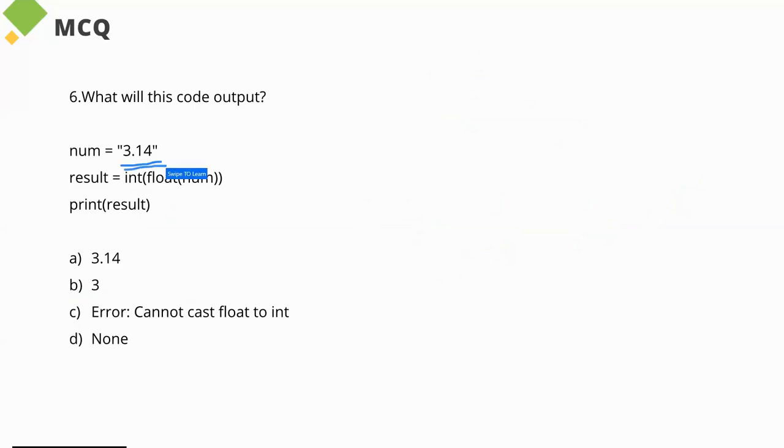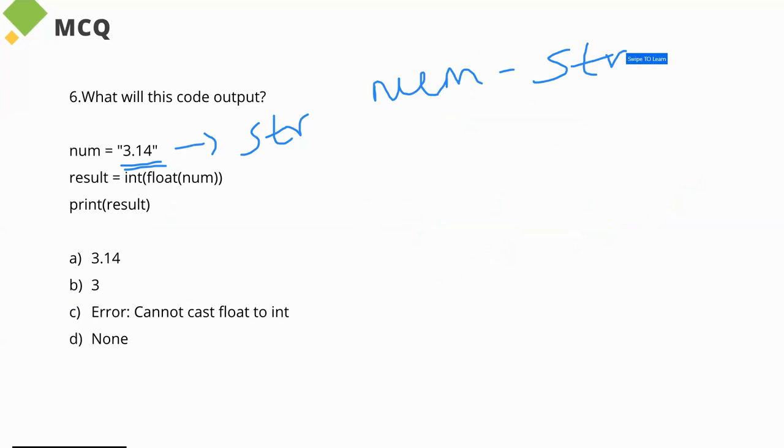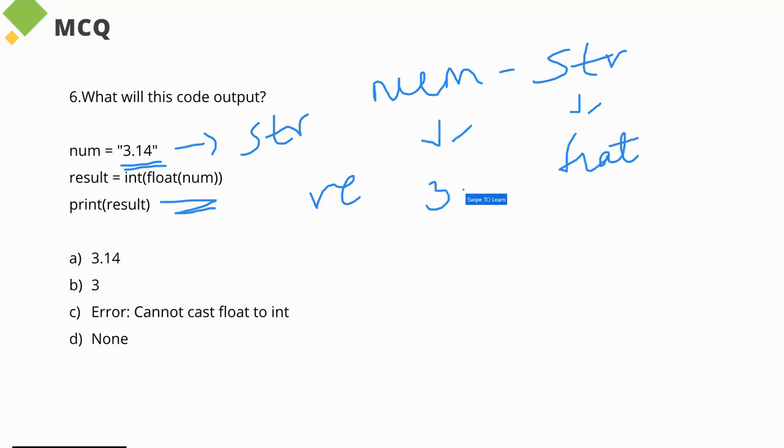The number is 3.14, in the format of string. Say num equals this string, and let's convert the result. Firstly, float of num. When we convert this into float, num will become 3.14. Now this float is converted into int again, int of float of num. When we convert this, it will become 3. So the answer will be 3. Moving on to the next question.